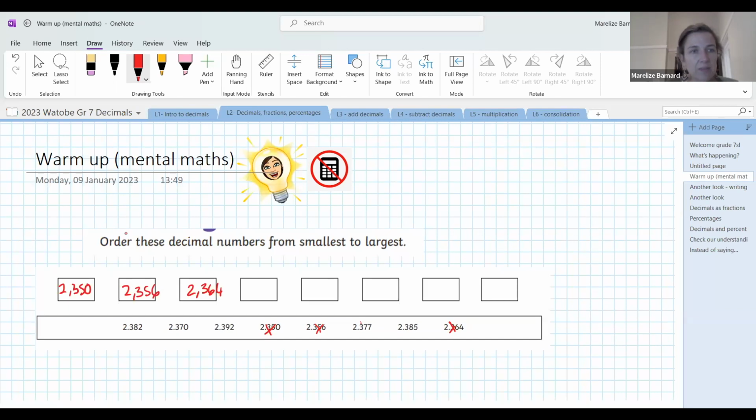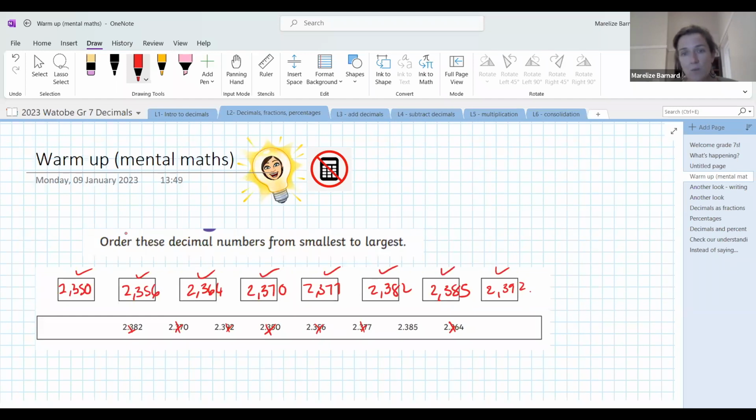I think it's going to be 2,370. And after 370, it's going to be 2,377. And then we'll have 2,382 and 2,385 and 2,392. So you can give yourself 1 mark for each that's in the right position.